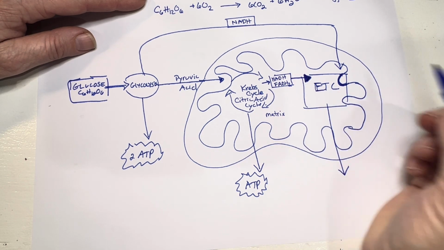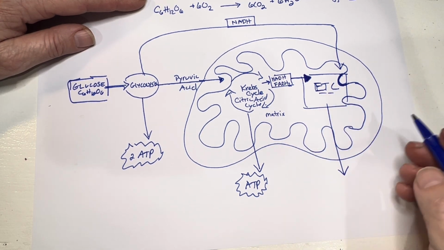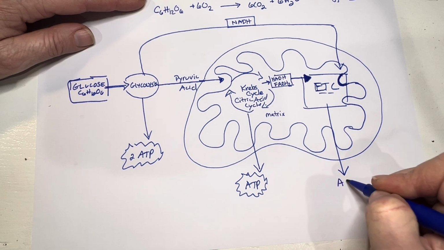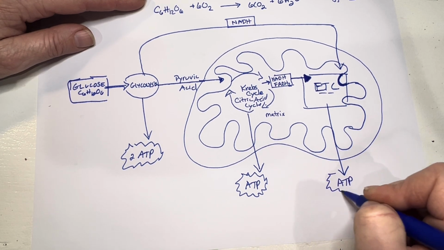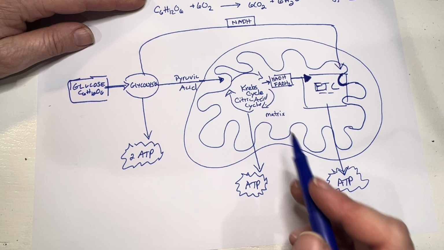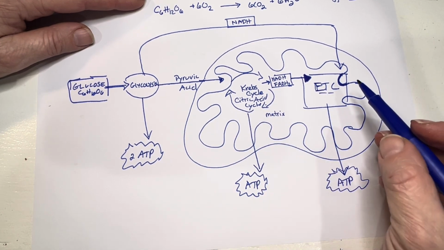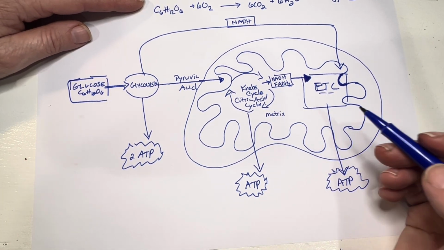They're going to be carrying a lot of high energy electrons, which the electron transport chain is going to use to synthesize quite a bit of ATP. And a lot of these two cycles is going to look really familiar. It's going to look a lot like photosynthesis backwards.